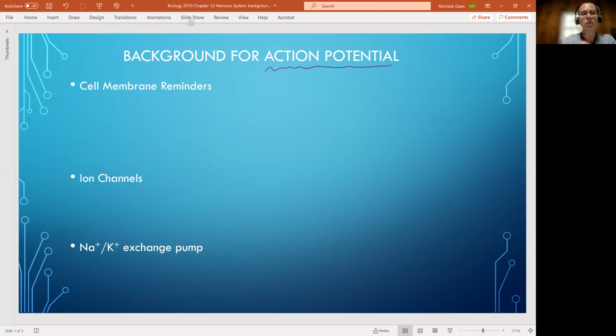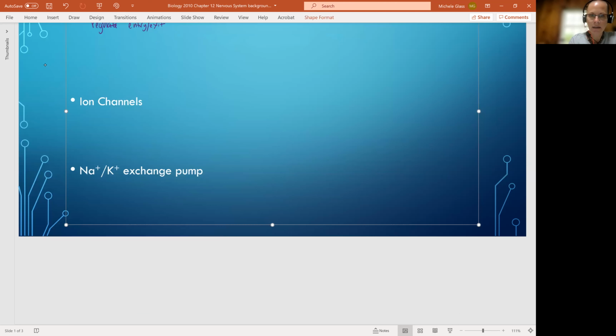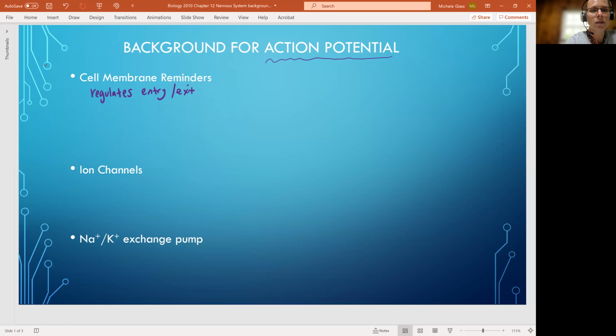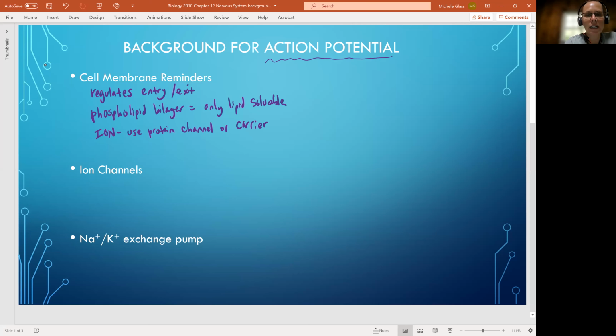So when we talk about our cell membrane, remember this is going to regulate the entry and exit of materials into the cell, right? We can also talk about our cell membrane as that phospholipid bilayer. And so remember, this means only lipid soluble materials, chemicals can actually cross through that phospholipid bilayer. So if you're an ion, if you're charged, you're going to have to use a protein channel or a protein carrier in order to get into the cell, right?